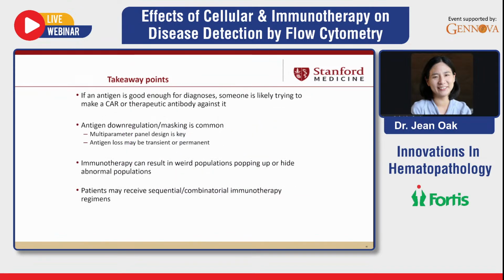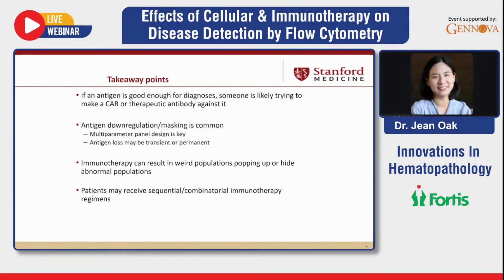So, takeaway points. The moral of the story is if an antigen is good enough for diagnosis, there's a pretty good chance that someone out there is trying to make a CAR or some sort of therapeutic antibody against it. Which basically means that we are in an arms race with the oncologists, because if they use it, we lose it.